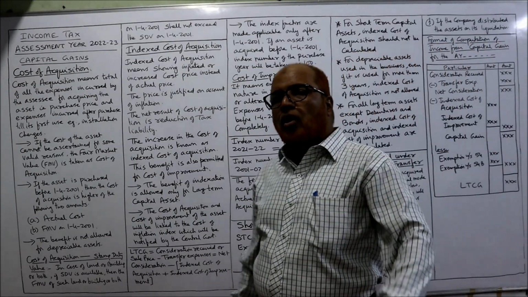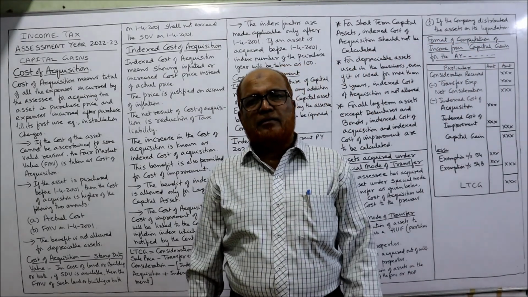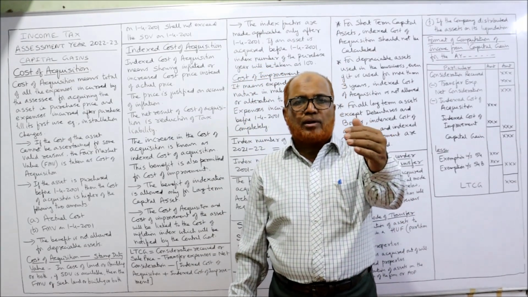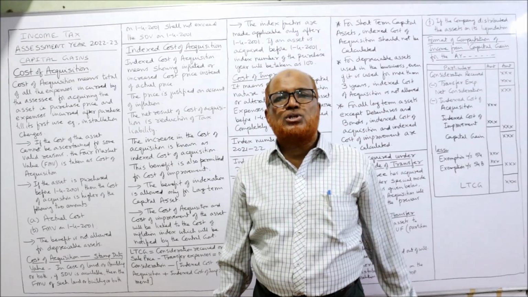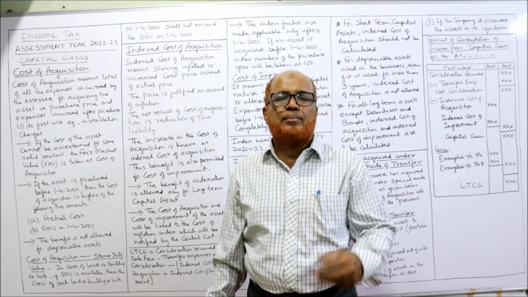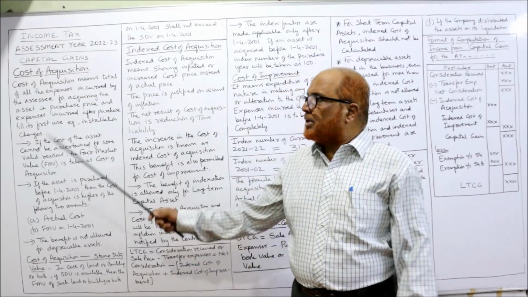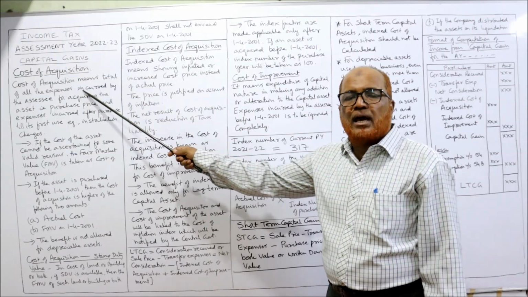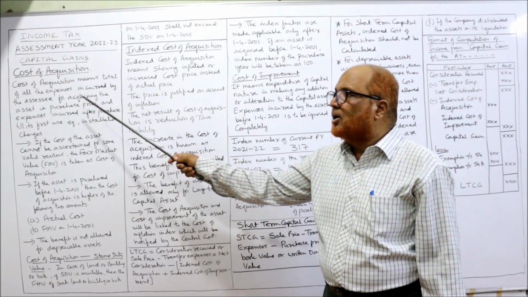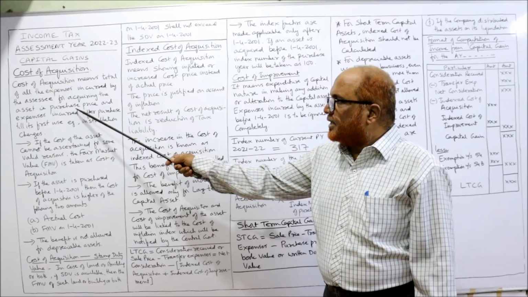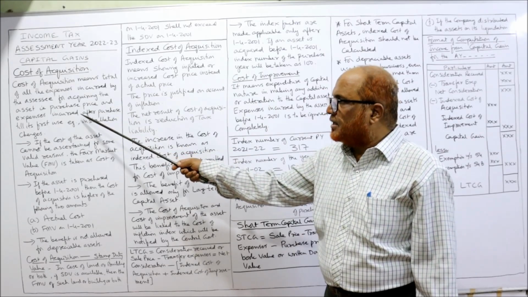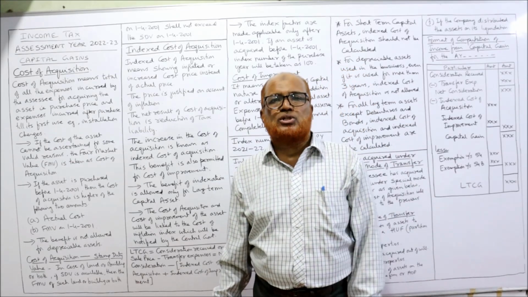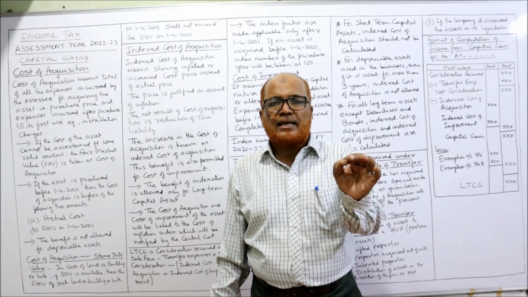Now, first of all, in order to calculate the capital gain, we must know what we mean by cost of acquisition. From the consideration received, cost of acquisition will be deducted to get the capital gain. So what is the meaning of the term cost of acquisition? The cost of acquisition means the total of all the expenses incurred by the assessee for acquiring the asset. That is the purchase price and expenses incurred after the purchase till its first use. Example, installation charges.